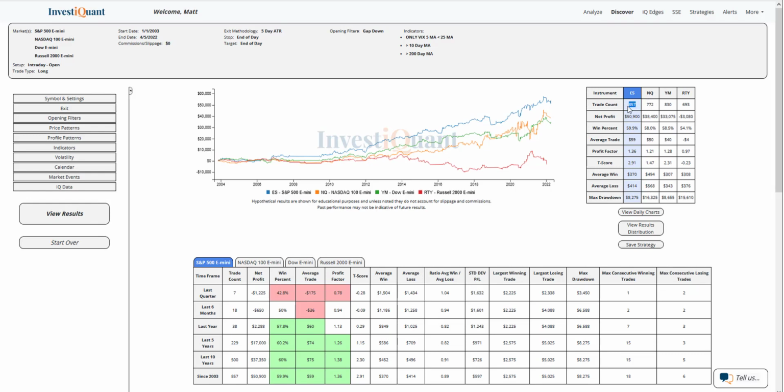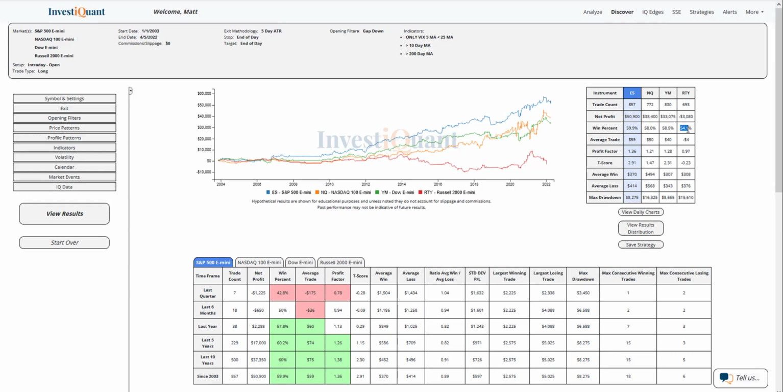Historically, we've got 857 samples here in the S&P dating back to 2003. So very large sample sizes here for the S&P, NASDAQ 772, 830 in the Dow, 693 in the Russell. Win rates on these coming in favored. S&P, almost 60% of these closed above the open. For the NASDAQ, 58%. For the Dow, 59%.